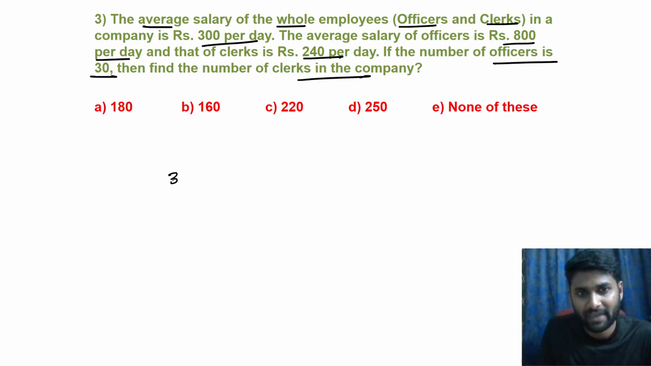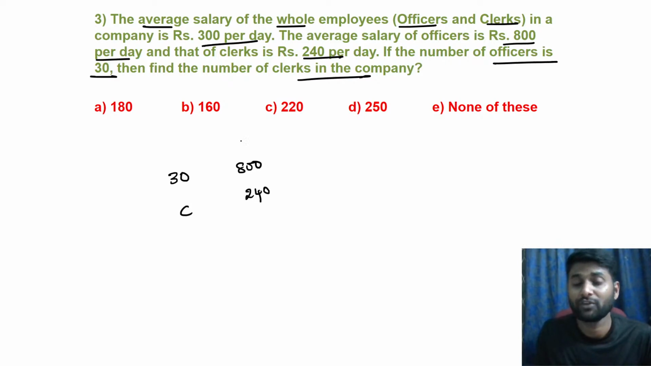See, we have 30 officers whose average pay is 800 rupees per day. And we don't know how many clerks are in that office, so I just consider it C. But we know that the per day average salary of clerks is 240. If you consider the overall average, including both officers and clerks, it is exactly equal to 300 rupees.